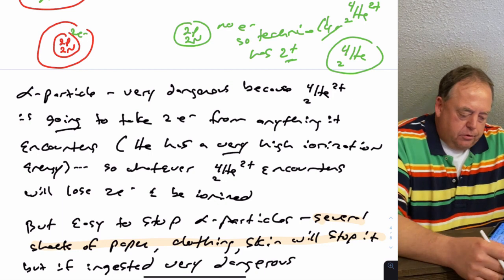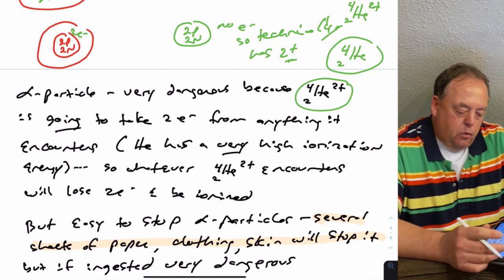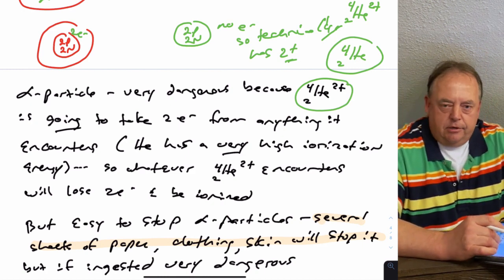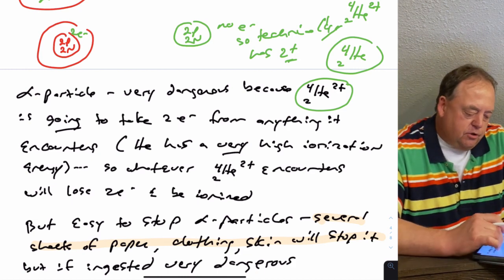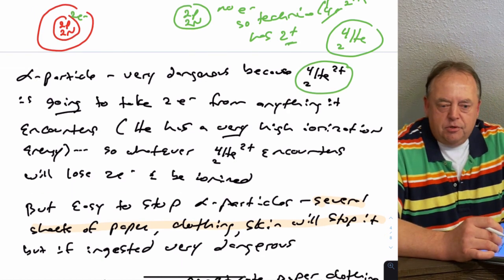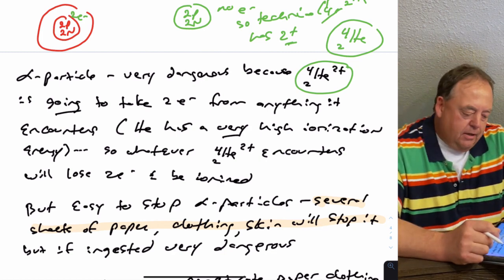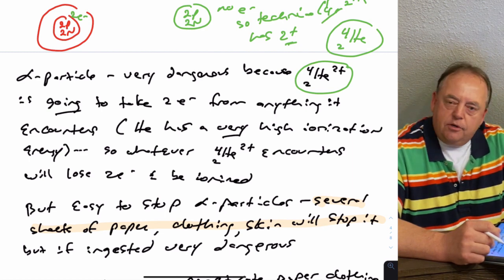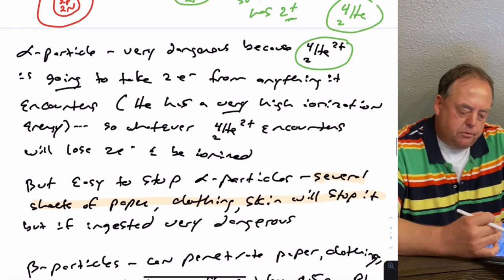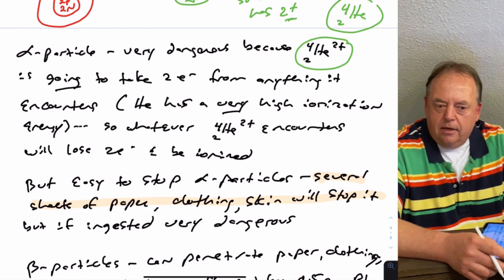Okay, so alpha particles are very dangerous because He2+, helium, of course, has a very high ionization energy. It does not like to lose electrons. So if it's missing 2 electrons, it's going to find 2 electrons, and whatever it comes in contact with, it's going to take 2 electrons from it. So it's going to ionize whatever it comes in contact with. That makes alpha particles extremely dangerous because whatever it comes in contact with, it's going to take their electrons.